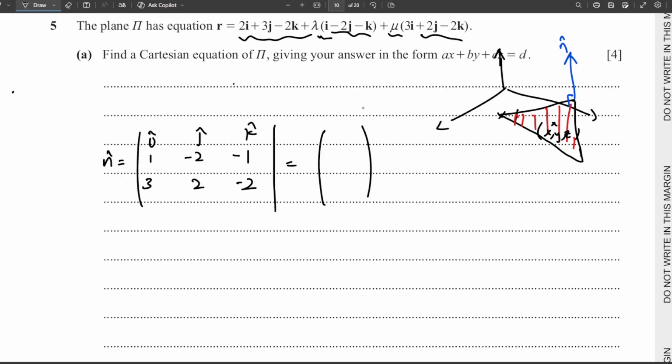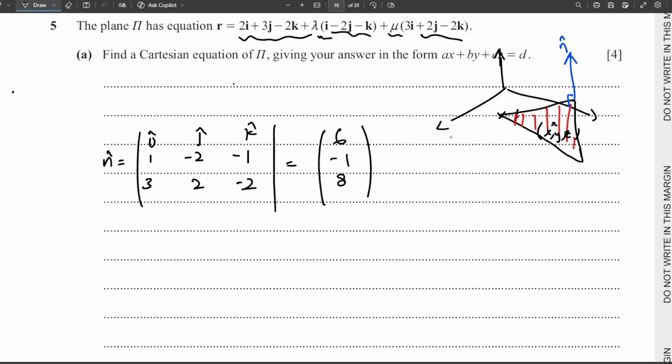For the first i component, we cover it: -2 times -2 becomes 4, and 2 times -1 is -2, so 4 plus 2 is 6. For j, we cover it: 1 times -2 is -2, plus 3, so that is 1, but for the j component, remember to make it negative. Then k, we cover it, and it becomes 2 minus -6, so that's 8. So this is our normal vector.